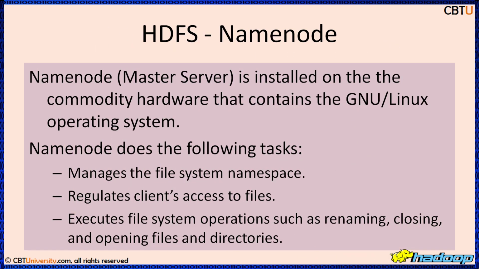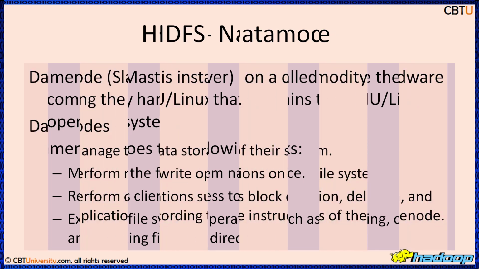The Namenode, or master server, is installed on commodity hardware that contains the GNU/Linux operating system. The Namenode manages the file system namespace, regulates the client's access to files, and executes file system operations such as renaming, closing, and opening files and directories.